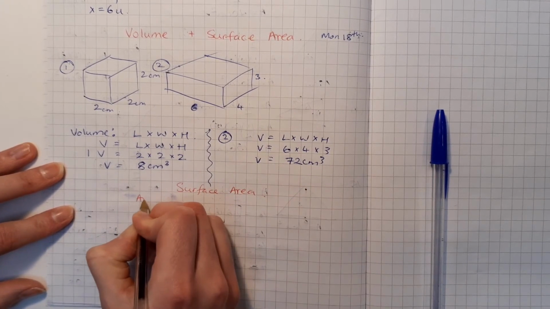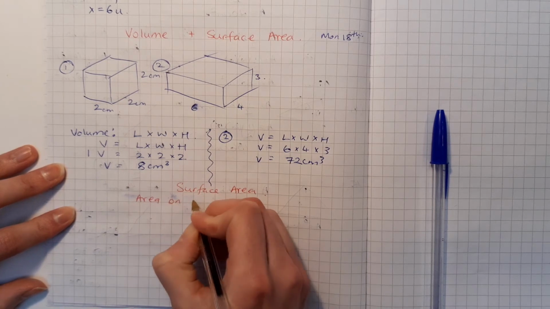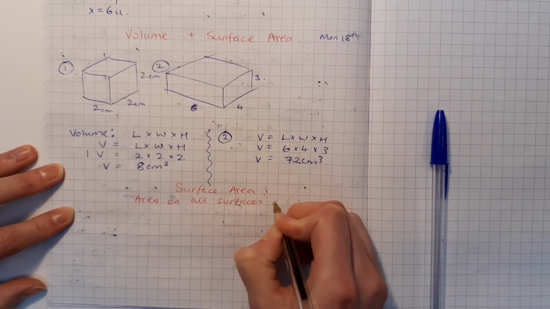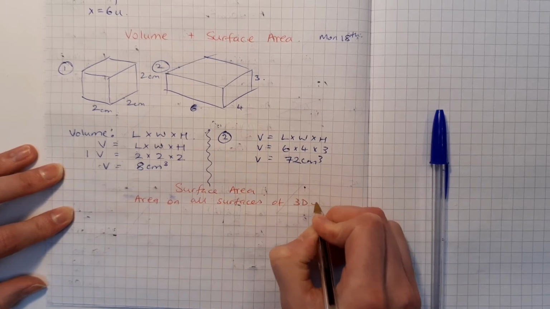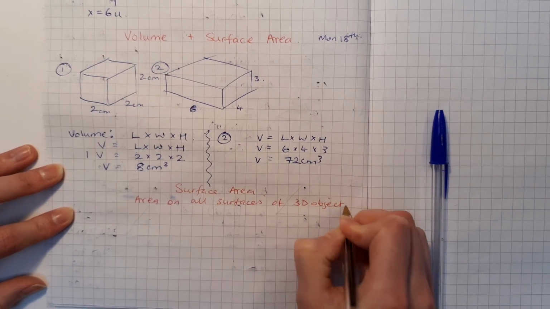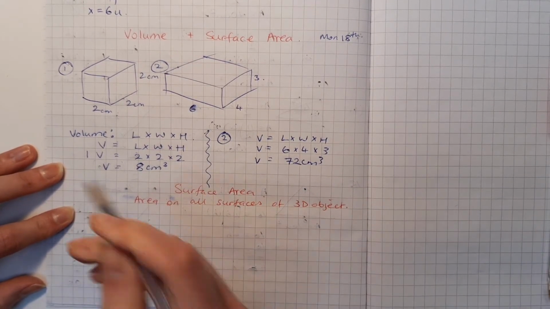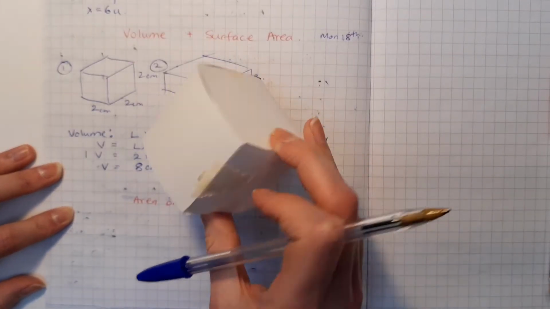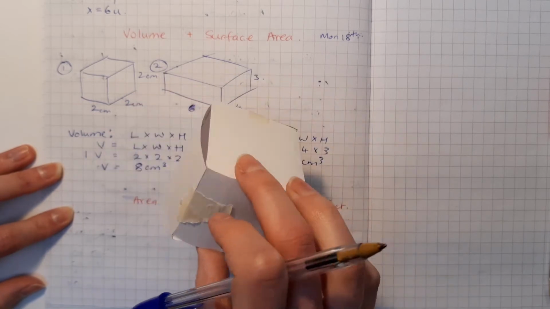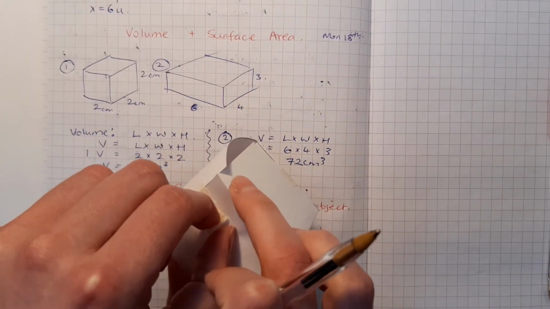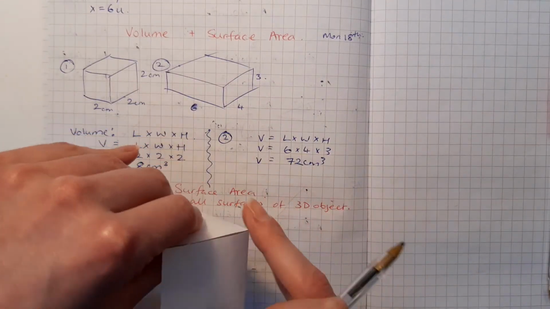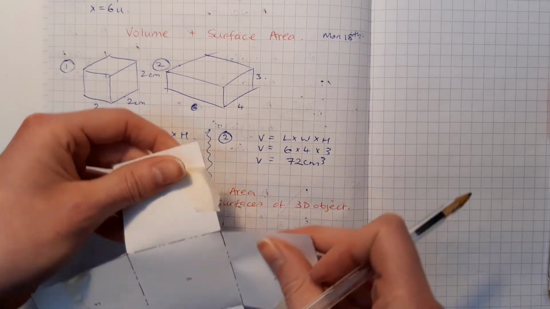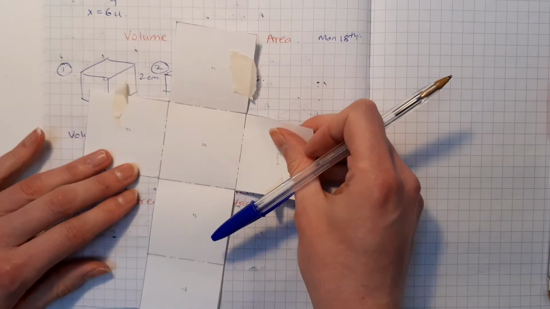And it's the area on all surfaces of a 3D object. So for me, I'm going to talk about the cube. The cube has 6 faces, okay? And I'll just demonstrate for a second by opening it all up. Okay, there's 6 of them.